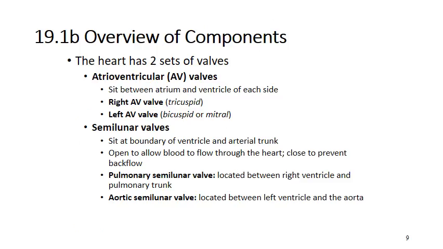Okay, so there's two sets of valves within that, because we do have four chambers or rooms, and then there are doors that go ahead and allow the blood to go through at certain times. So the first ones that we have are the atrioventricular valves, also known as the AV valve.